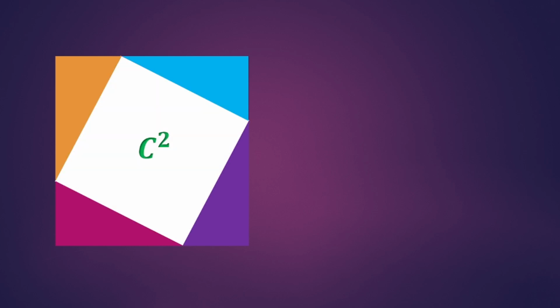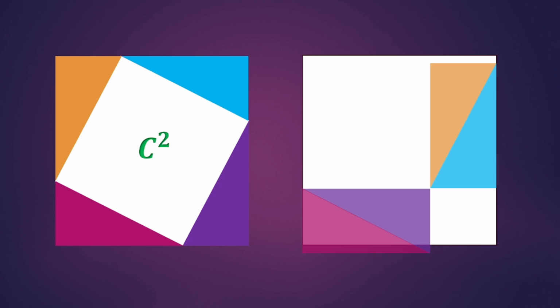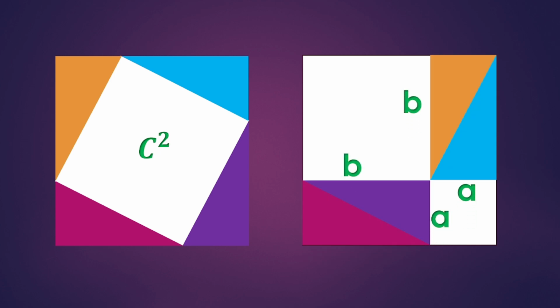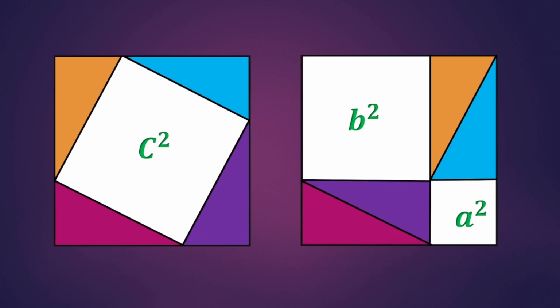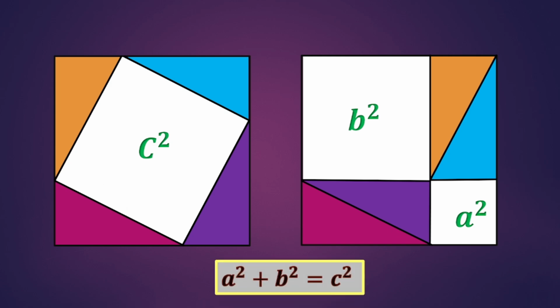Now let's make two rectangles from these same triangles side by side, so that their smallest and largest legs are one to the other. The areas of the formed squares are equal to a squared and b squared. Here is the key to the solution. The total area of the figure has not changed, as well as the area of the triangles, which means that the area of the empty region c squared is equal to the sum of the areas of the empty regions, a squared and b squared.